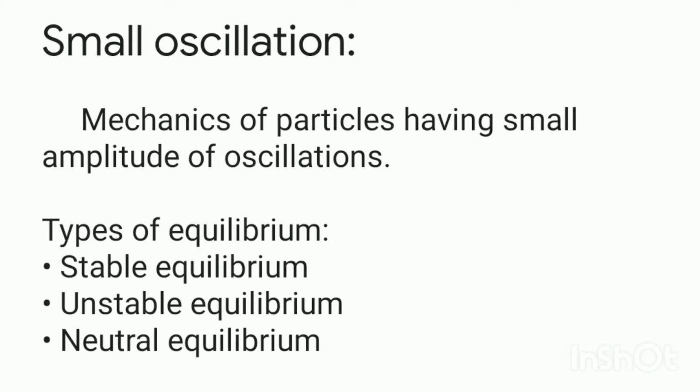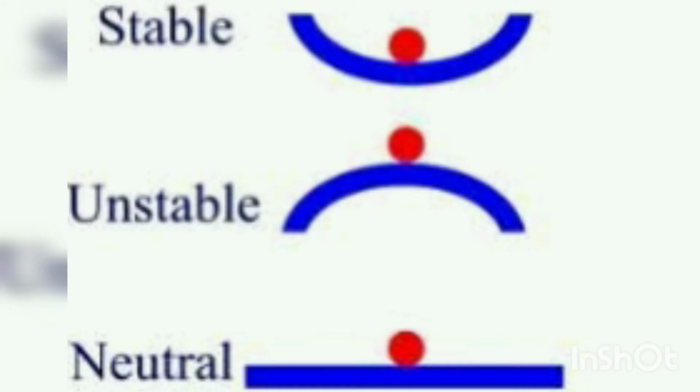First, let us understand these equilibriums by a general example, and then we will move on to the example which is related to our course. Assume a particle is at the center of the curved surface. The particle is stable only because of the position where it is.